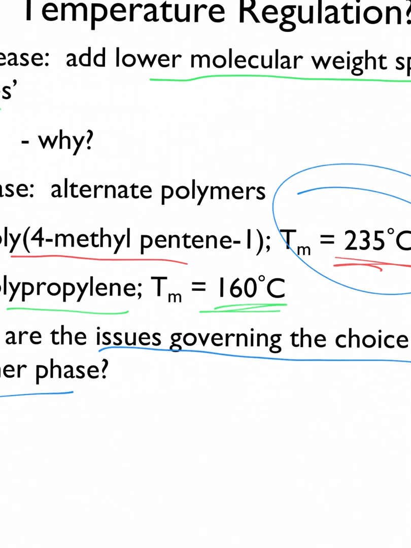And so if our melting point is 235 versus 125, what's our processing temperature going to be? Higher or lower? Higher, a lot higher, all right? At least 50 degrees, maybe more than that.